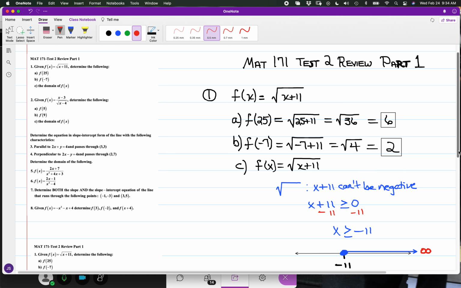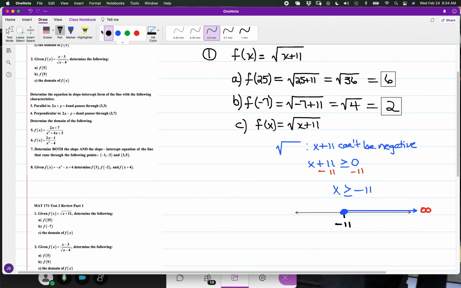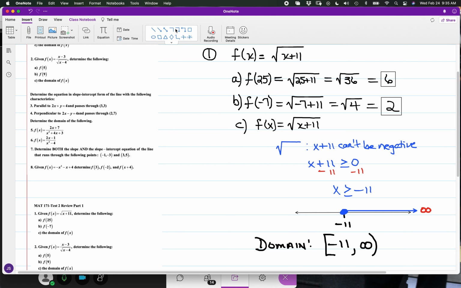For the domain, if we display the result in interval notation, we have the lower limit going from and including negative 11. So we have the bracket around negative 11, and then going continuously out to infinity. Infinities are boundless, and so they will stay in the parentheses.